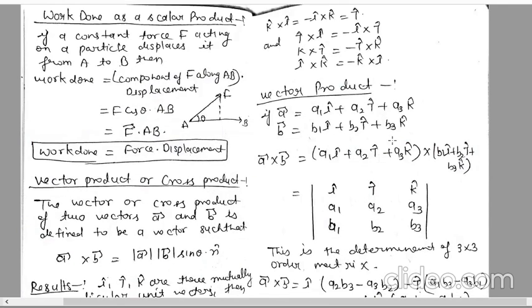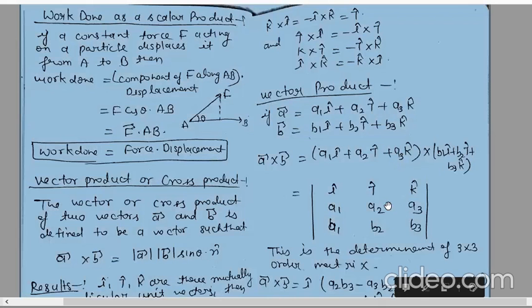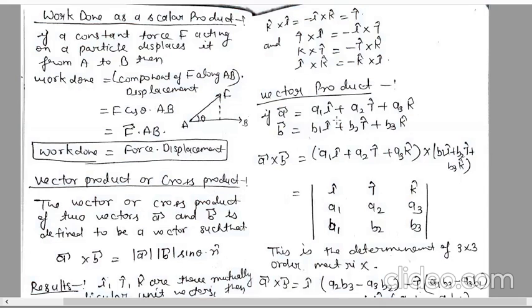Next, vector product in determinant form. If a vector is a1 i plus a2 j plus a3 k, and b vector is b1 i plus b2 j plus b3 k, then you can calculate the cross product by the determinant method. So i, j, k will be the first row, and the second row is a vector, that means a1, a2, a3.